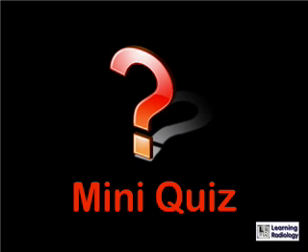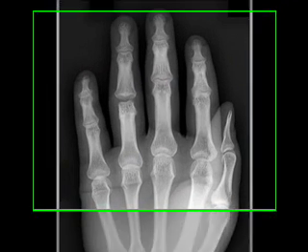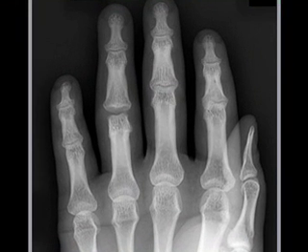So it's time for your mini quiz. This is a 37-year-old who presents with a hyperextended ring finger. I'm showing you just this view to see if you can determine if there's an injury or not. Pause your computer or MP3 player while you decide.